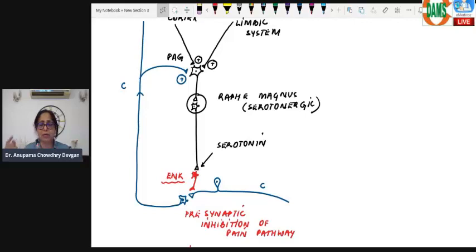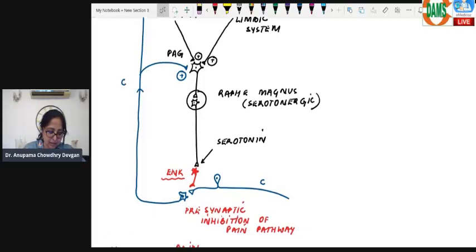For example, when you're touching a rose, there is a thorn. The moment you touch that thorn, you prick your finger, there is a sharp pain, which makes you withdraw your hand. That was A delta. But the pain that you feel because there has been a tissue injury is because of C. Have you understood? That is the difference between fast and slow pain pathway. All right.